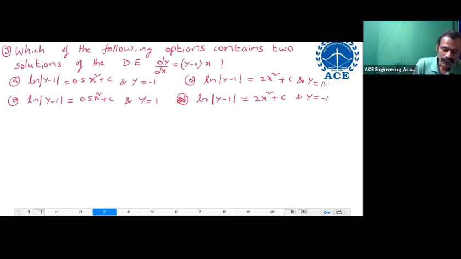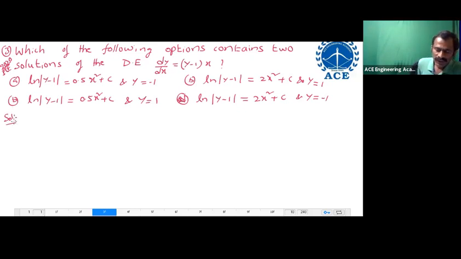Now it is a recent question for EC branch, 2 marks problem, 2020 EC GATE question. In every option, 2 solutions were given for the given differential equation.